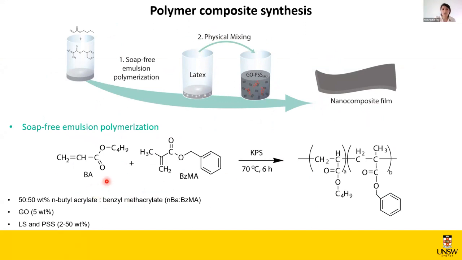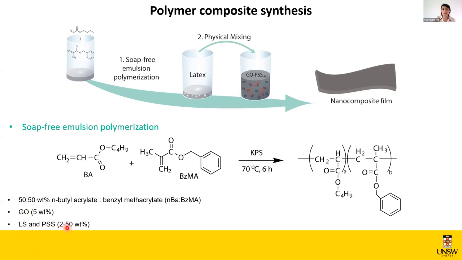Specifically, the reaction requires, in our case, the polyelectrolyte monomer and benzyl methacrylate. In this case, we have a ratio of 50-50 weight percent. And why this ratio? Well, this ratio was selected because it allows us to dry at ambient temperature due to the low Tg. It's important to note that the reaction happens in the presence of KPS at 70 Celsius for 6 hours. The graphene oxide content is 5% weight, and lignosulfonate and polystyrene sulfonate are in a range of 2 to 50% weight.